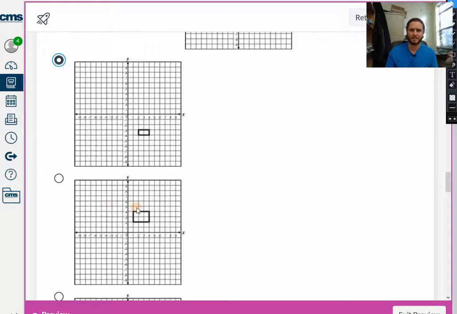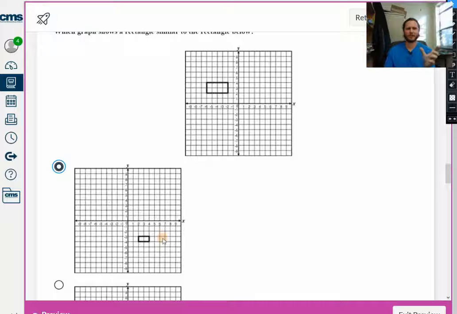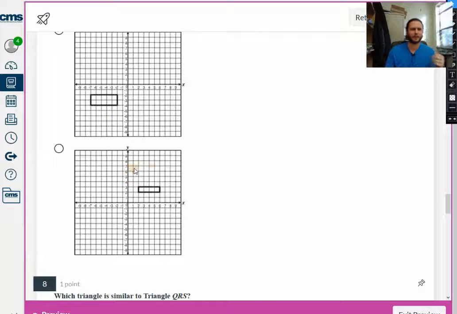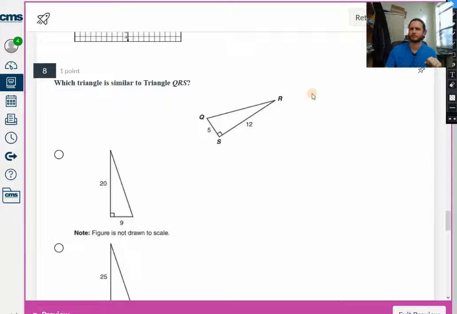It's definitely not the second choice. That one, all they did was shorten it base-wise. This one is not going to work. All they did was lengthen it. And that one, all they did was shorten it. So yeah, it's the first answer choice.